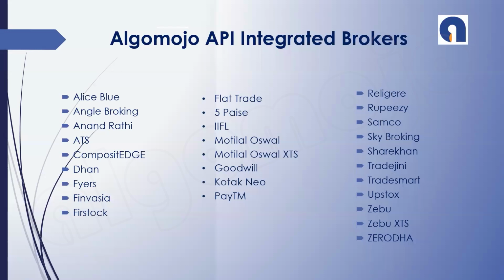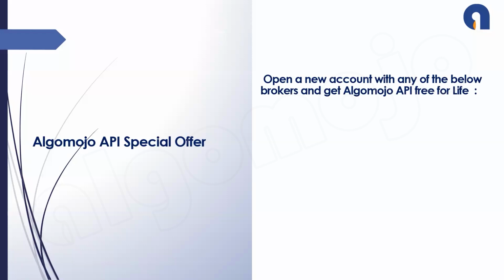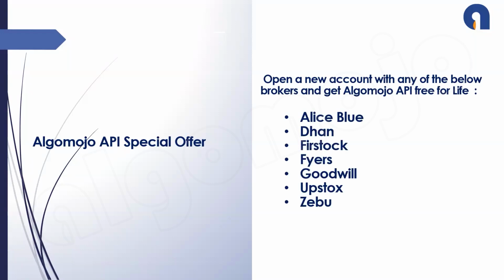Now, for all users, you get 7 days trial time. Post that, you can get into a subscription method. And now we have a special offer where if you open a new account with any of these seven brokers, you can get the APIs free of cost for life from us. And you will get all the facilities and features that are currently available and would be made available going further. So it will be completely free of cost.